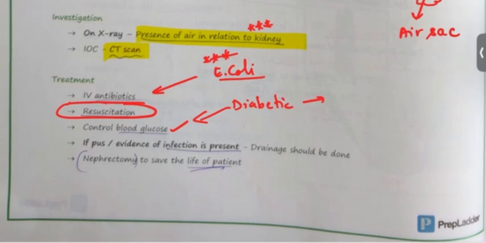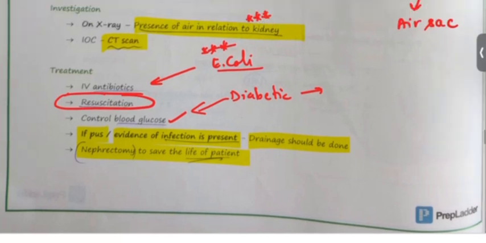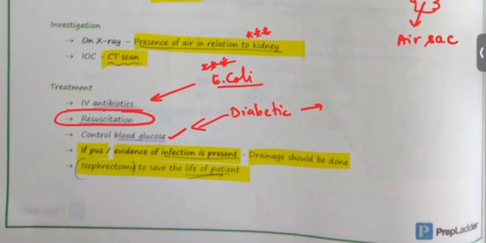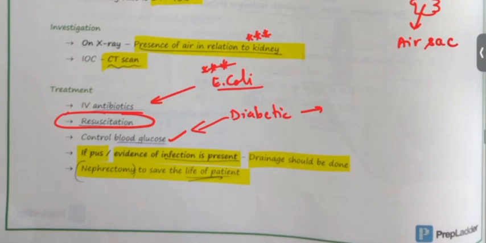After that, if there is pus formation, like a pyogenic collection, or definite evidence of infection, then we should drain it, surgically. Other than that, nephrectomy is done to save the patient if there is loss of function of the kidney. So basically, if we know the clinical etiology, we can easily say the treatment.